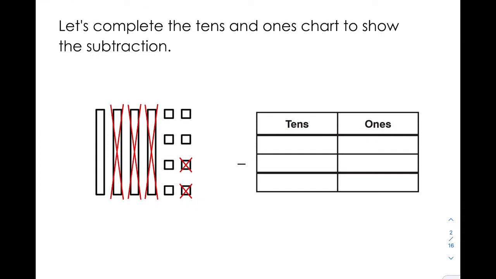So we're going to use base 10 blocks to show how subtraction works. We start with a larger number and we take some away and see what we have left. Originally we had 4 tens and 8 ones, so 48 altogether. Then we took away the parts that are crossed out in red, so we took away 3 tens and 2 ones. So we had 48 minus 32. What we have left is 1 ten and 6 ones. So 48 minus 32 is equal to 16.